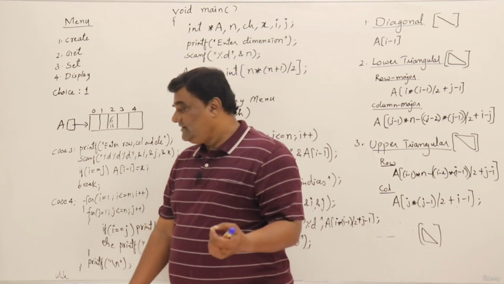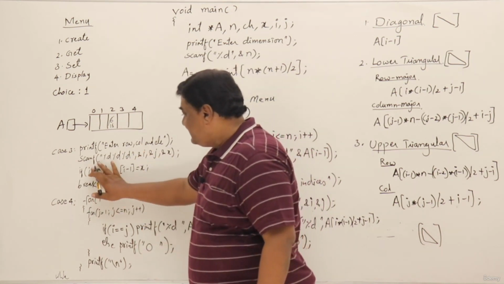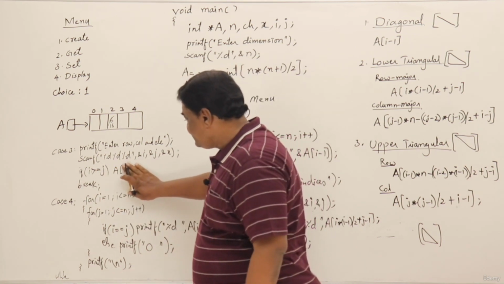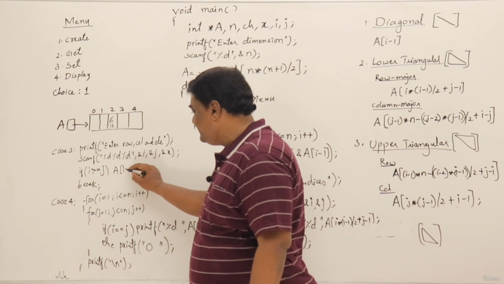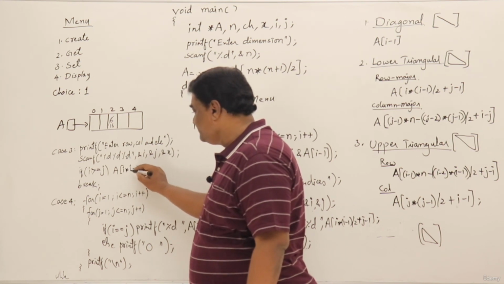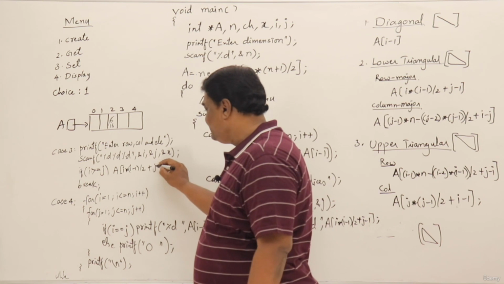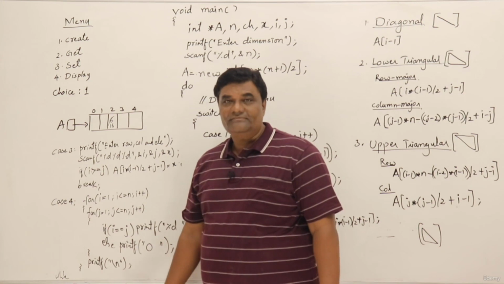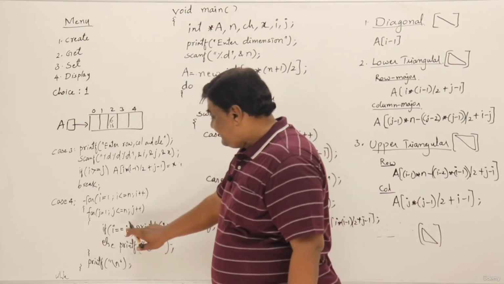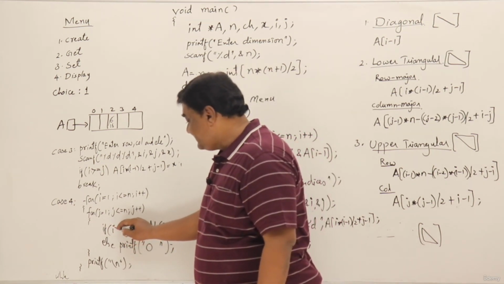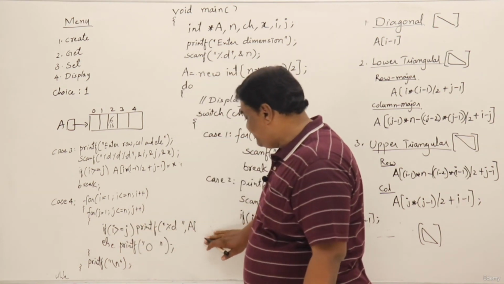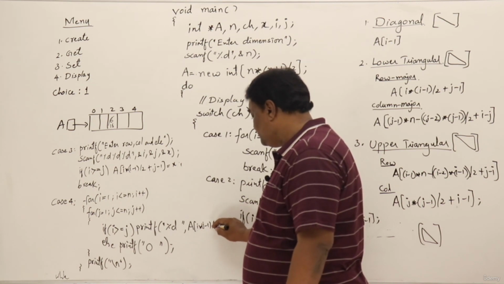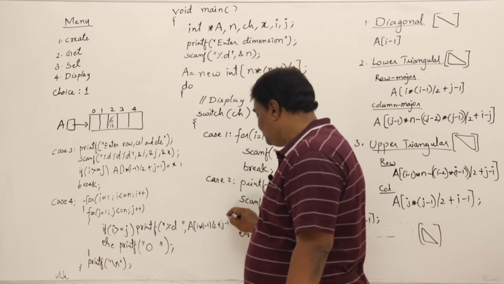Then if you want to change an element at a given index, this is for set. Here also, if i is greater than or equal to j, then from where should I change the value? I should change the value at i into (i minus 1) by 2 plus j minus 1, assign x. This is how I can change the value. Then for display, whenever i is greater than or equal to j, we will get an element, and again here the formula will be i into (i minus 1) by 2 plus j minus 1.